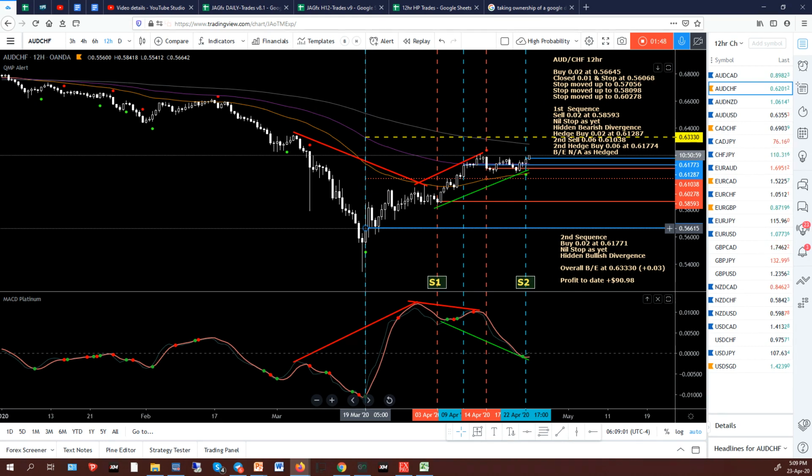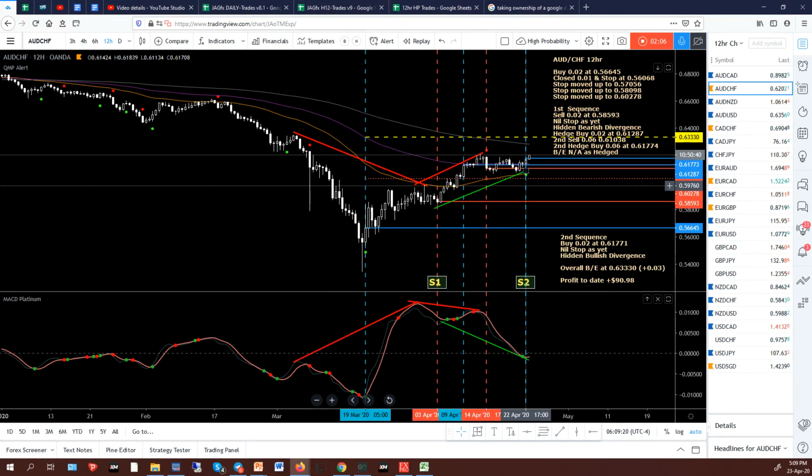It's in a buy back here. This is an independent trade. It's a buy, it's not a part of any sequence. And I've just moved the stop up on this up to 60278. So that's not a sequence, that's just an independent trade. It's a small buy trade, locking in some profit there.